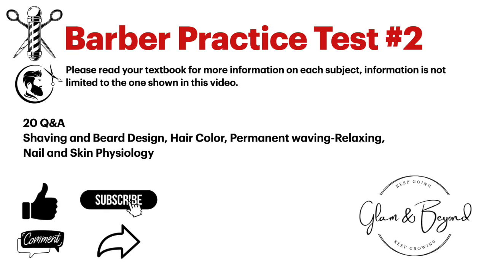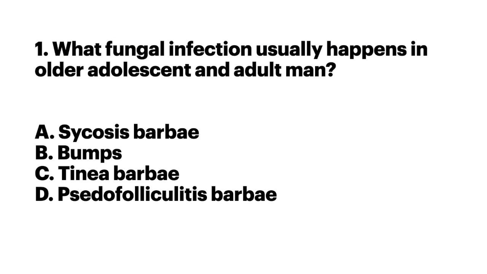With that being said, let's get started. Number 1, what fungal infection usually happens in older adolescent and adult men? Is it A, sycosis barbae, B, bumps, C, tinea barbae, or D, pseudofolliculitis barbae? The answer is C, tinea barbae.